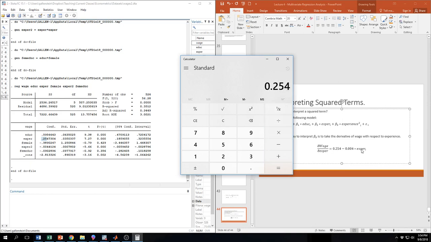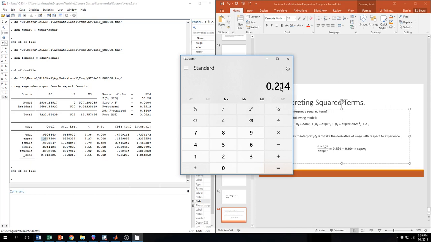But if you start out with 1 year of experience, so if experience equals one, then it's 0.254 minus 0.004. So now the impact of experience on wage when you start out with 1 year of experience is now 25 cents an hour. Well, let's say that you start out with 10 years of experience. That means experience equals 10. So then I would subtract 0.004 times 10, which is 0.04. So now the impact of experience on wage is 21 cents per hour.